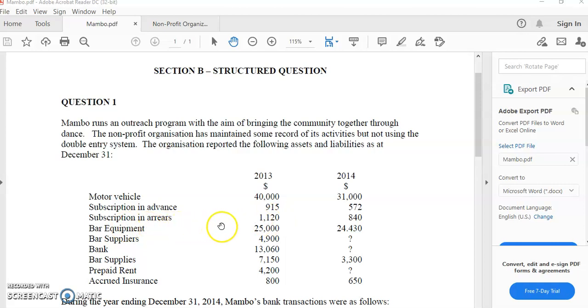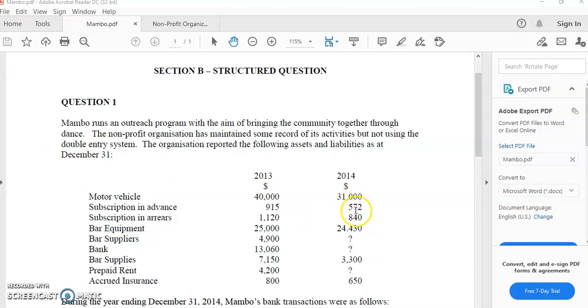$915, subscription in arrears, $1,120, bar equipment, $25,000, bar suppliers, $4,900, bar bank, $13,060, bar supplies, $7,150, prepaid rent, $4,200, accrued insurance, $800. At the end of 2014, the motor vehicle value was $31,000.